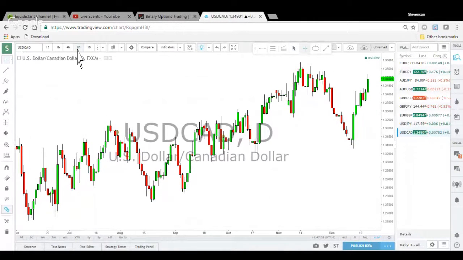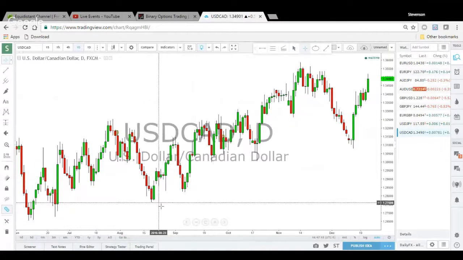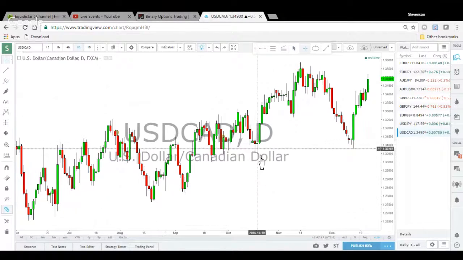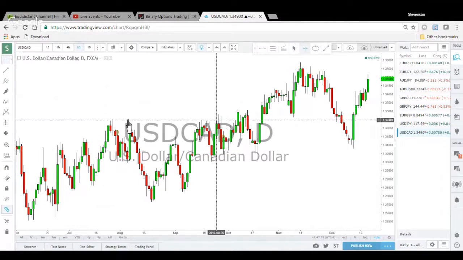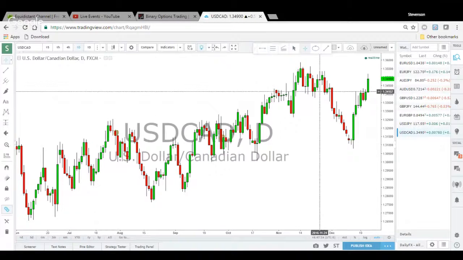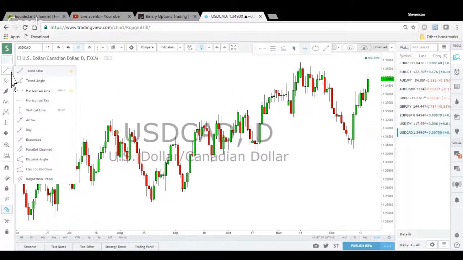You can do it on any time frame, but like I always say, I like the higher the time frame, the better. And again, when you're using channels, you're looking for either a pure uptrend or a pure downtrend. It works for reversals or breakouts. Come over here to tools where it says trend line. Click on that. There you see where it says parallel channel.